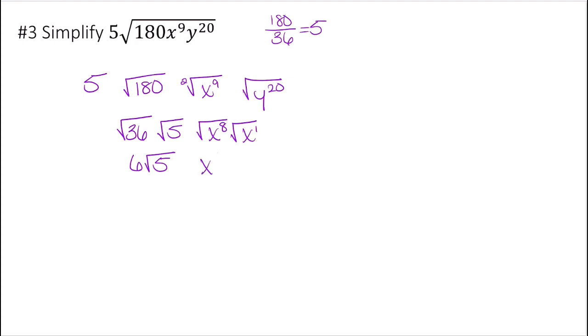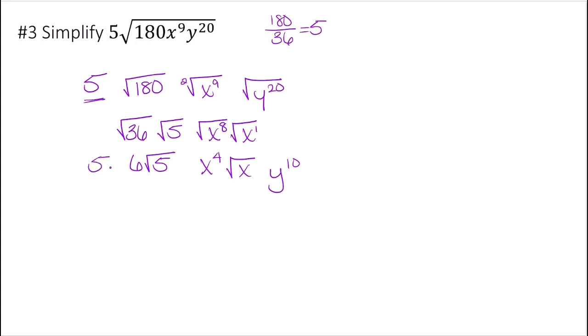And so that becomes x to the 4th, and then I still have the square root of x under my square root. So now let's go to y to the 20th. 20 is divisible by 2, so I'm just going to take that 20 and divide it in half. So I'm just going to be left with y to the 10th. And don't forget this 5 that I had in front from right here.